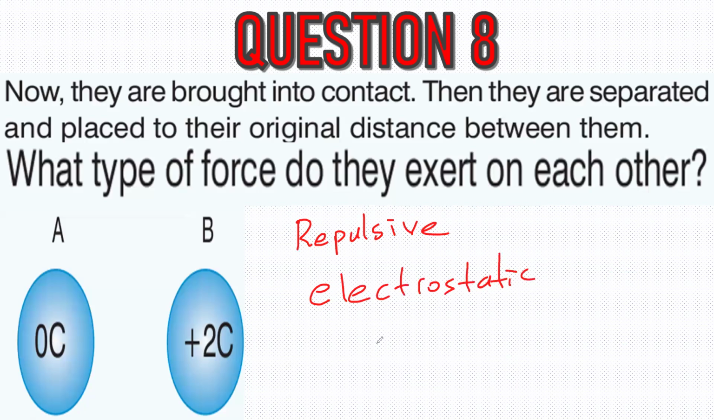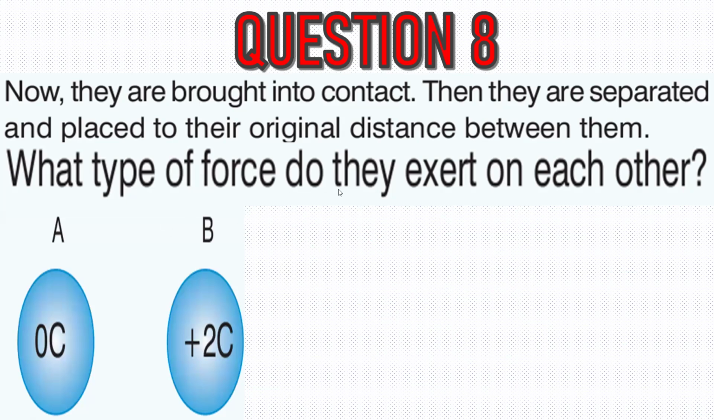That's right. Repulsive electrostatic force. Why? Because when they touch each other, 0 plus 2 over 2, we get 1 coulomb. Both getting 1 coulomb. They're going to ask the following question. Because of that, we don't need to write the full solution. But our answer is repulsive electrostatic force.